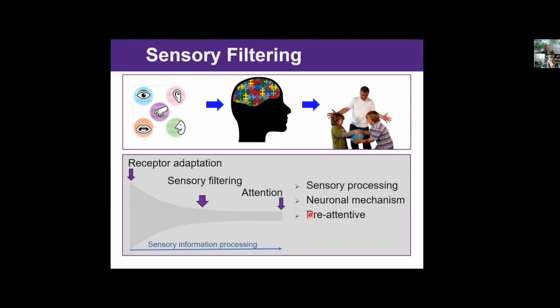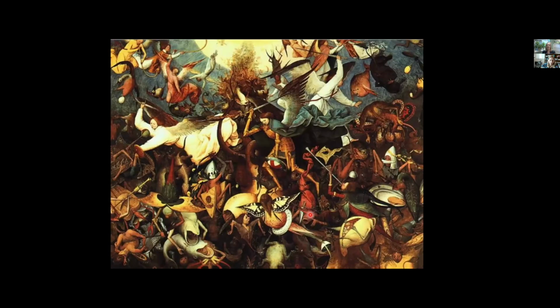So how important sensory filtering is, as opposed to being constantly bombarded by sensory information, is very difficult to demonstrate to you because your brain is filtering out the information constantly. The closest I can get to that is by showing this nice little painting, which is from Peter Bruegel the Elder. It was painted in 1562. And the name is The Fall of the Rebel Angel.